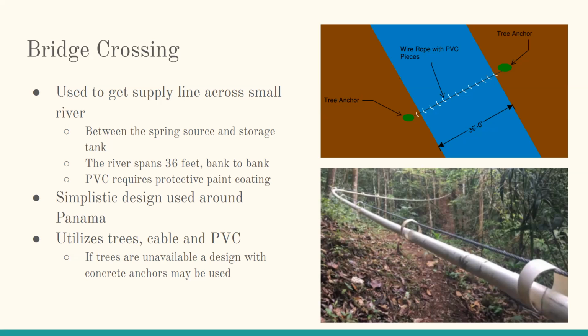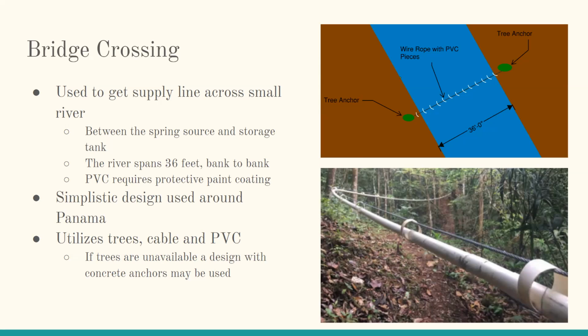So this design utilizes 2 tree anchors on either side of the stream, and then a steel wire is attached to both of those trees and run across the stream itself. Then 1-inch pieces of PVC pipe are cut and fed onto that steel wire, as you can see in the bottom image. Those are then attached to that wire with billing wire, just so they stay in place. And our supply line is fed through those small PVC circles, and that's what runs it across the entire stream.